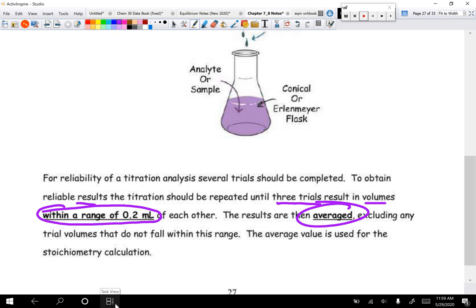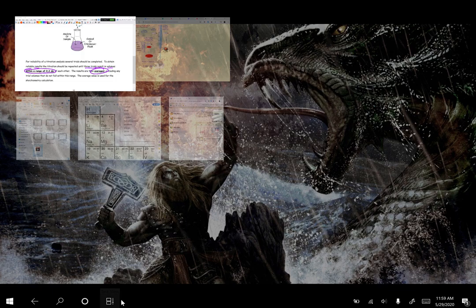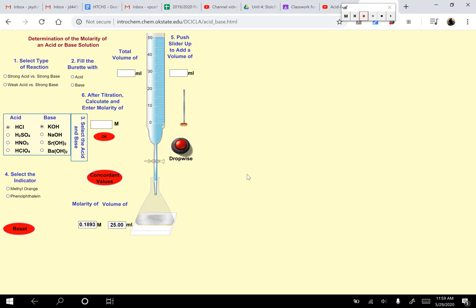Now before we actually get into a titration, this is just a quick little demo on what a titration will kind of look like. I found this online here as just a little flash simulation on what a titration will look like.